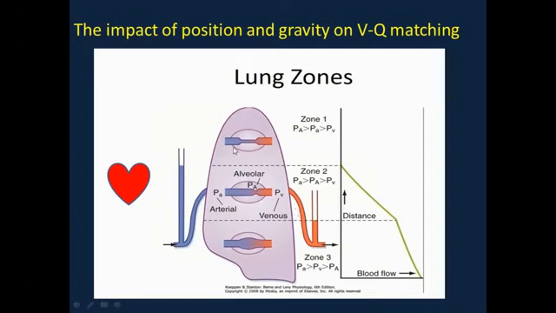So in the upper part of the lung, the alveolar pressure, which is uppercase P A, will be higher than arterial pressure, which is higher than venous pressure. In this case, the blood will be stopped.